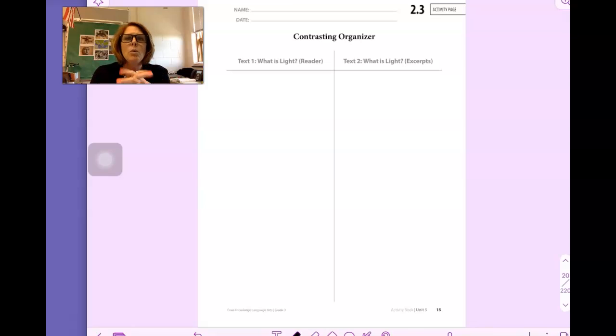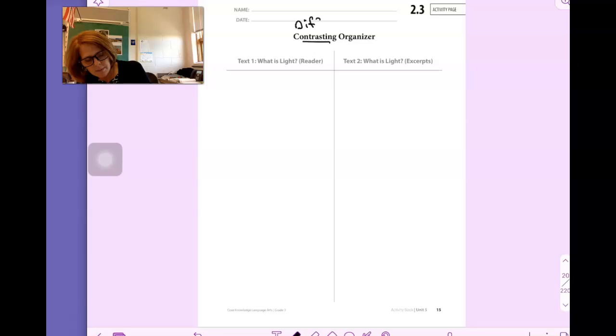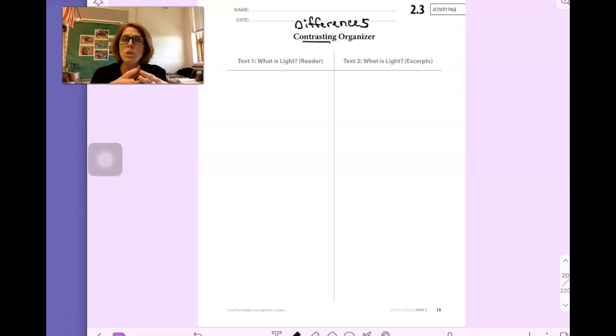Hi, boys and girls. We are going to start activity book page 2.3 today, and this is a contrasting organizer. Contrasting, if you remember, shows differences. So when we contrast two or more things, we're showing how they are different.